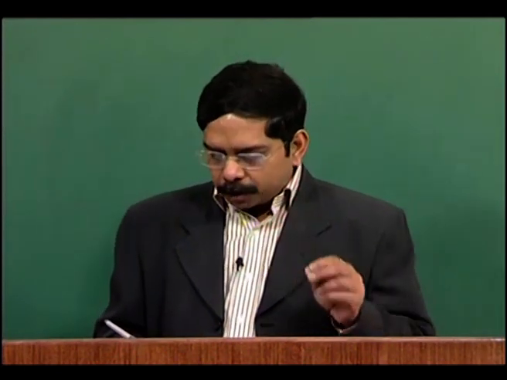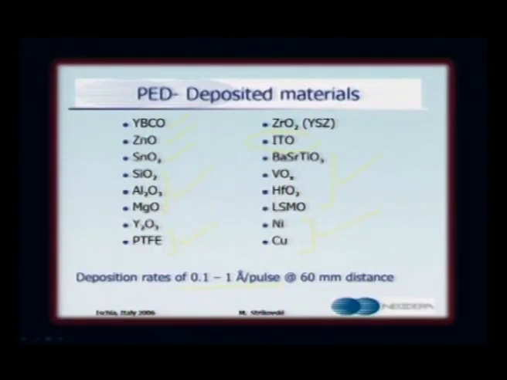And what is the control? You can actually go for a deposition rate of 0.1 to 1 angstrom per pulse, which is a very good choice. So if you want a slow growth, you can effect a slow growth process. If you want a rapid deposition, you can do that.